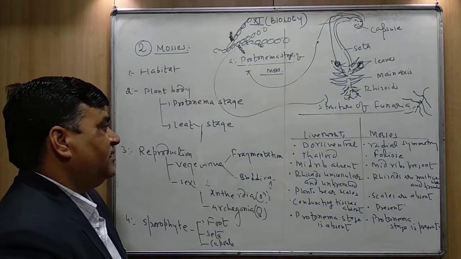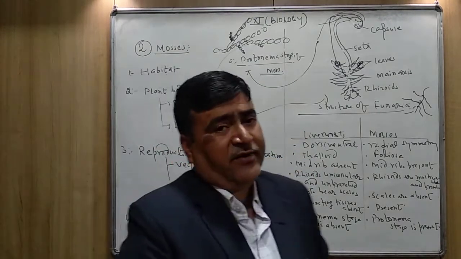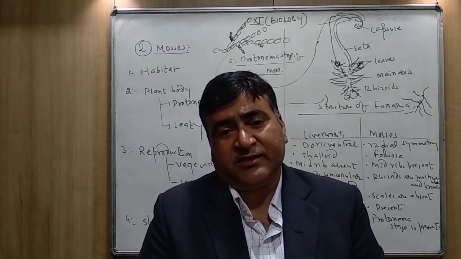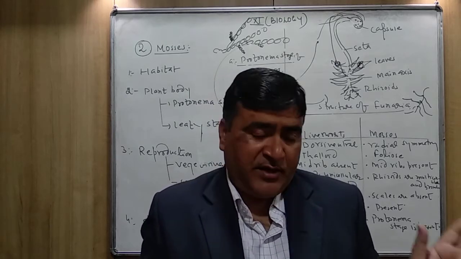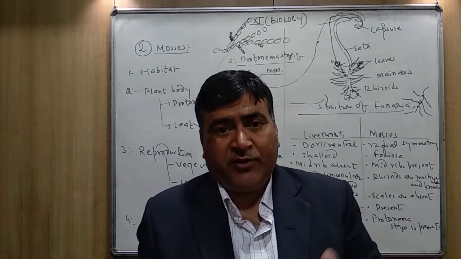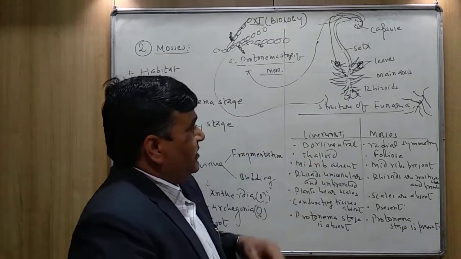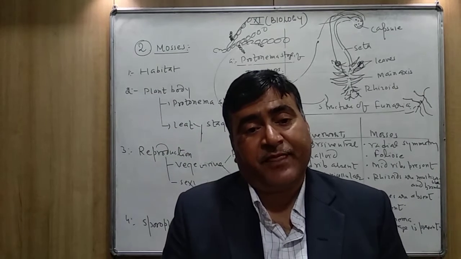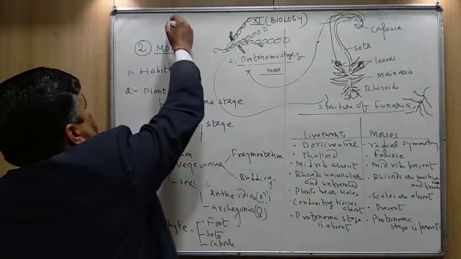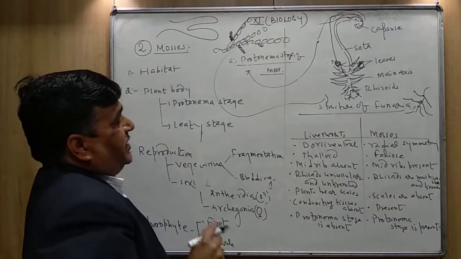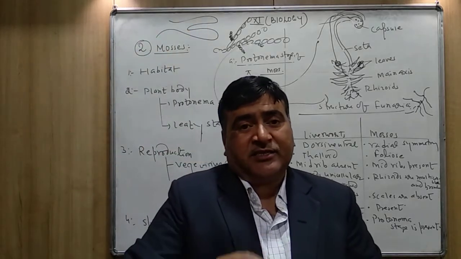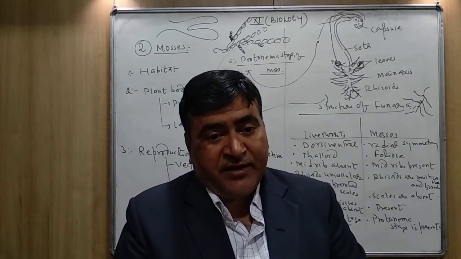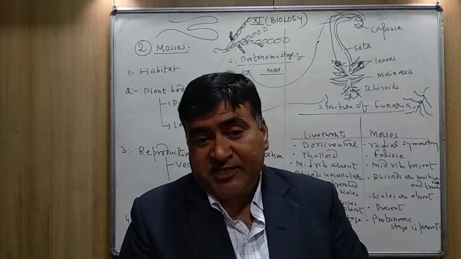Radial. In liverworts, the second one, the body of liverworts like Marchantia, Pellia, Porella, Anthoceros, Riccia, in all these cases, the body is what? Thalloid in nature. Just remember, the body is made up of thallus, or it is thalloid in nature. The body is not differentiated into roots, stem and leaf-like structure.